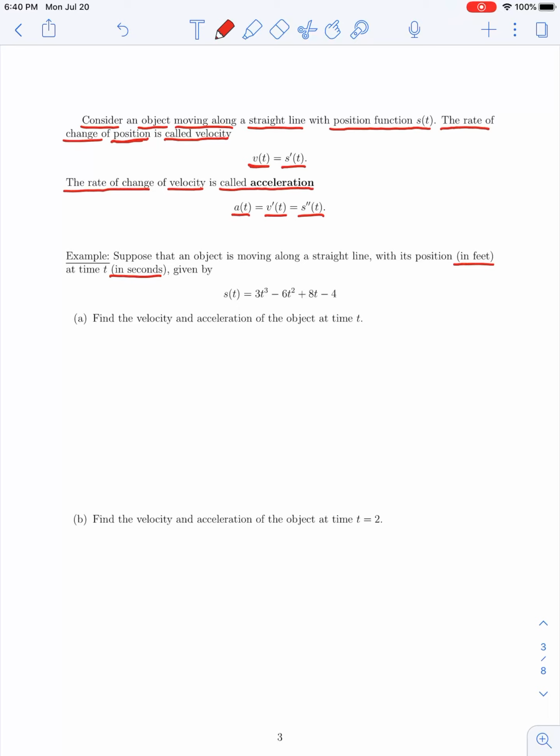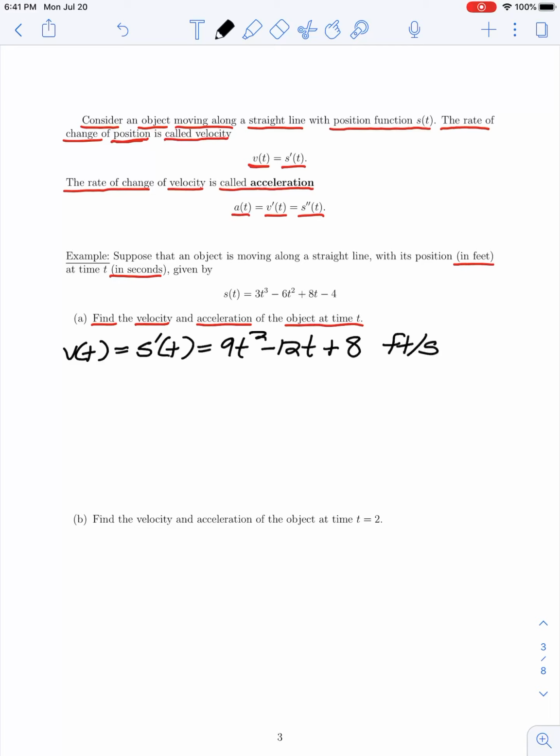So in part A, we are asked to find both the velocity and acceleration of this object at any given time. So to find velocity, v of t, we would be looking for the rate of change, or the derivative of our position function, which would be 9t squared minus 12t plus 8. And here, since position was measured in feet and time in seconds, this would be measured in feet per second.